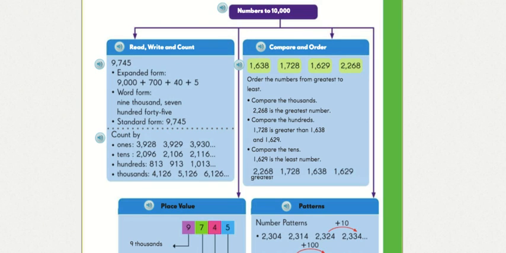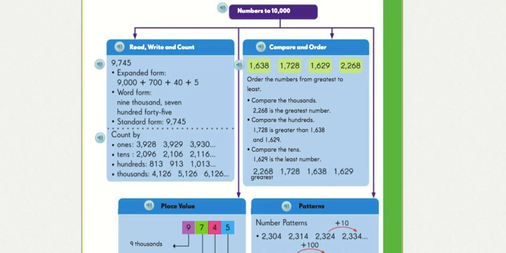We can also count by thousands. 4,126, 5,126, 6,126. Something else we've looked at is comparing and ordering numbers.